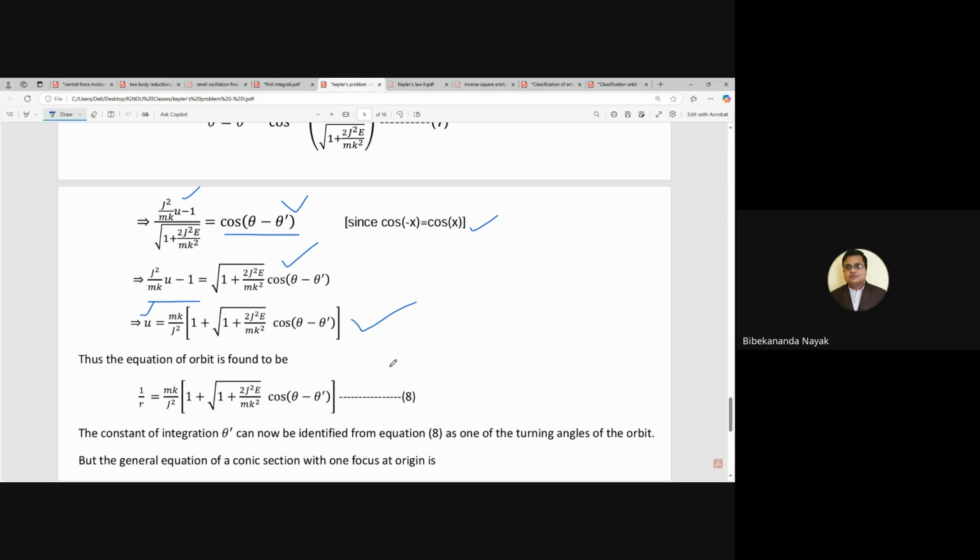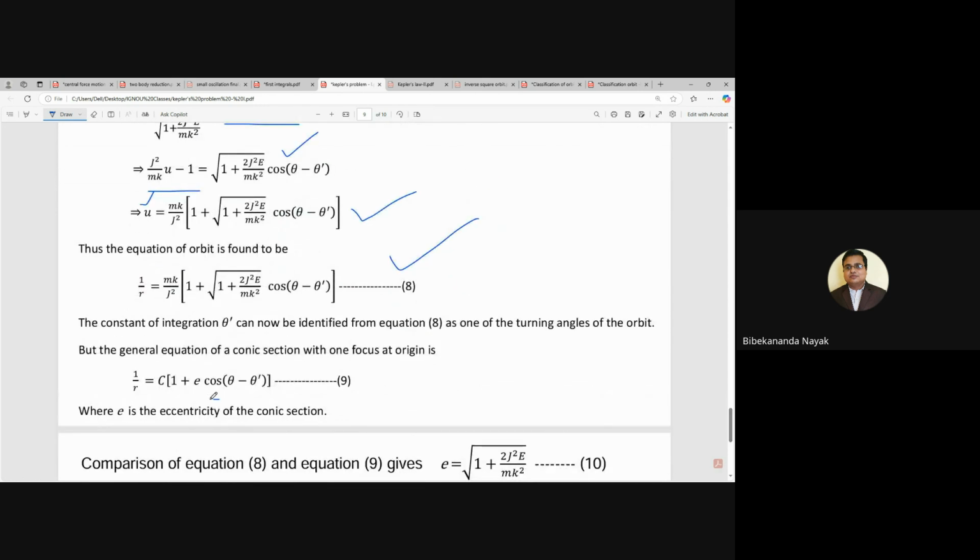This is our equation. What is the general equation of conic section? You know in your plus 2 book, conic section: 1 by r equals 1 plus epsilon or e cos theta, where e is eccentricity. This term is cos of theta minus theta prime. Comparing this, we found eccentricity is equal to this one. Eccentricity determines the shape of the conic section, whether parabola, hyperbola, ellipse or circle, that depends on eccentricity. This quantity is 1 plus 2 square j by m square.